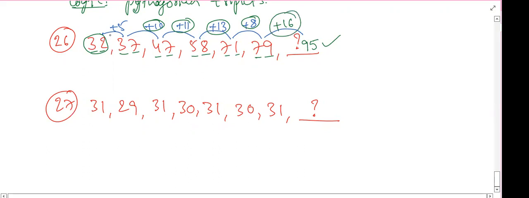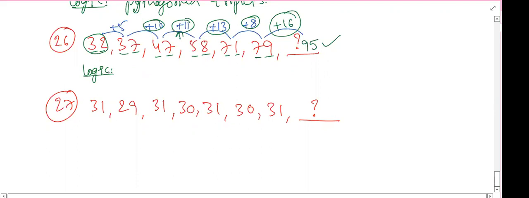The difference is nothing but the sum of the digits of the previous number. At every stage, difference is nothing but the sum of the digits of the previous number. Yes or no? Everyone understood? Yes, sir. Okay. The pattern is cleverly made, sir.